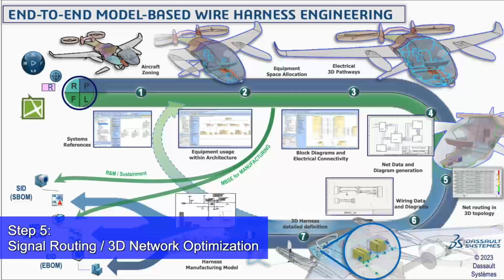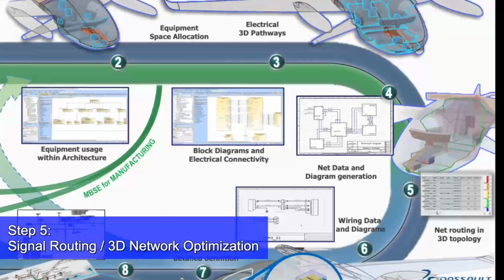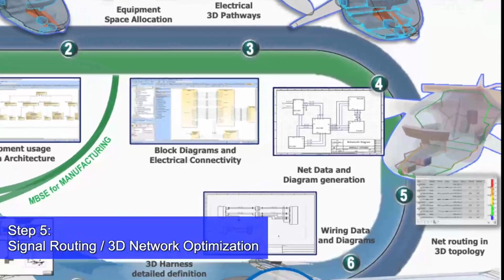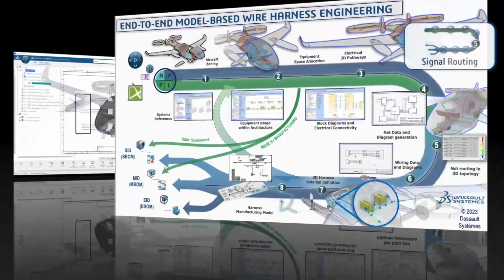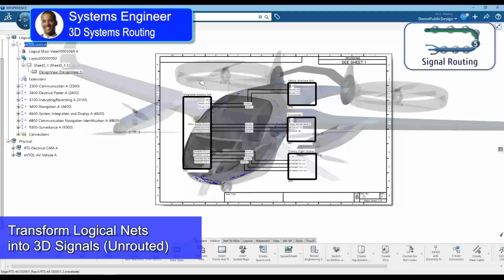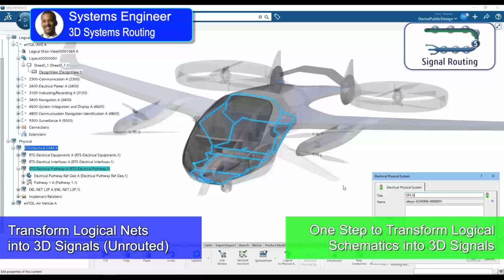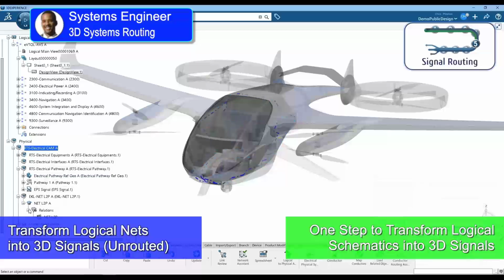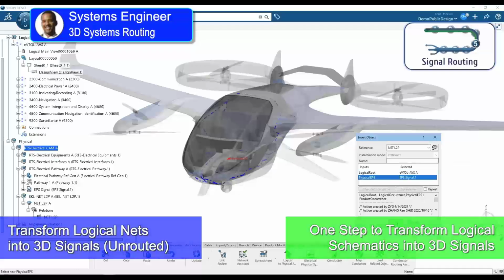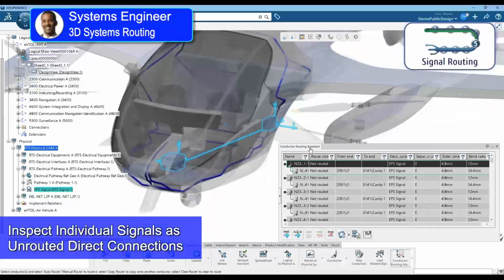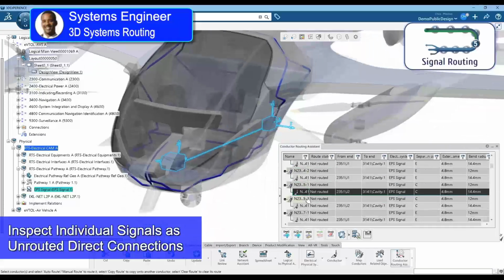In Step 5, we will see the concurrence of electrical connectivity in logical and 3D as the logical nets become 3D signals in an automatic, optimized network of 3D signal routing. With the logical net groups and nets now in 3D Experience, the 3D systems engineer transforms the logical nets into unrouted 3D signals. You can see the straight line connections between instances of 3D equipment.